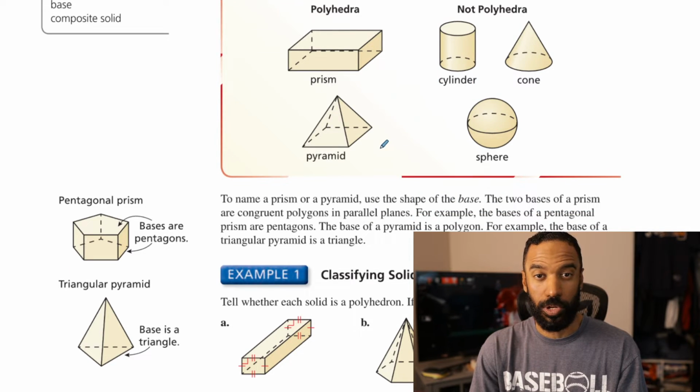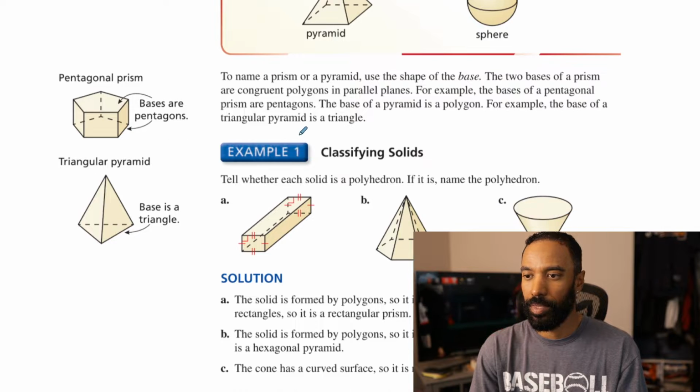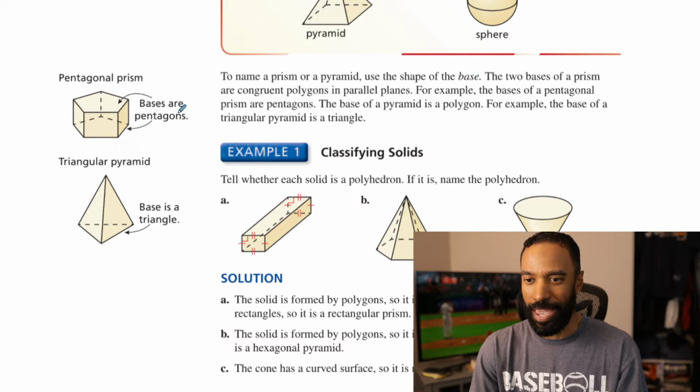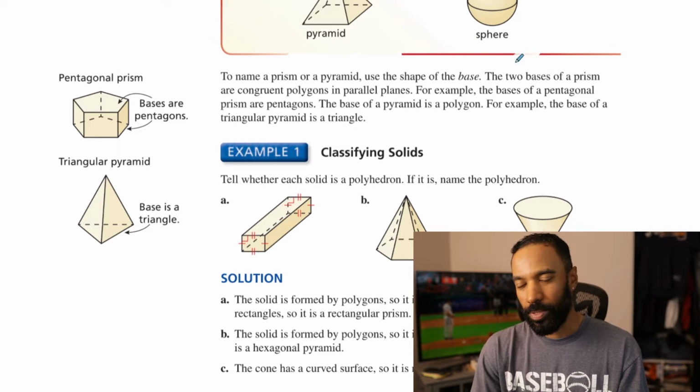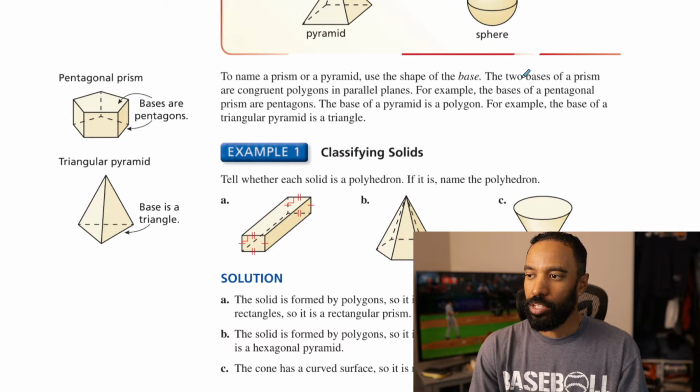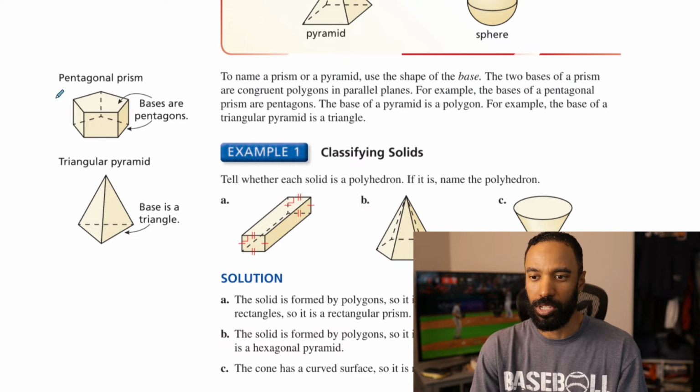So like I said, if circles are not polygons, then that doesn't work. Okay, to name a prism or a pyramid, you use the shape of the base. So I'll read what they say first, and then I'll say things after that. The two bases of a prism are congruent polygons in parallel planes. For example, the bases of a pentagonal prism are pentagons.